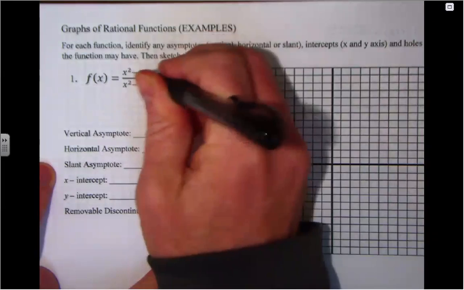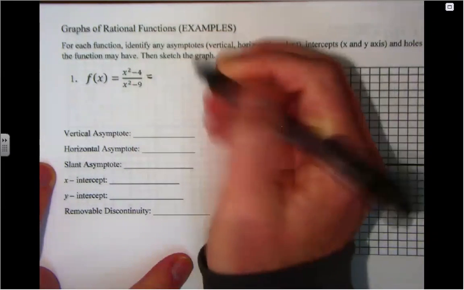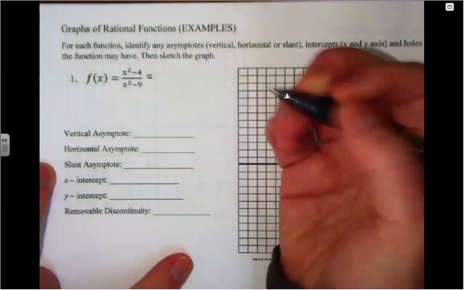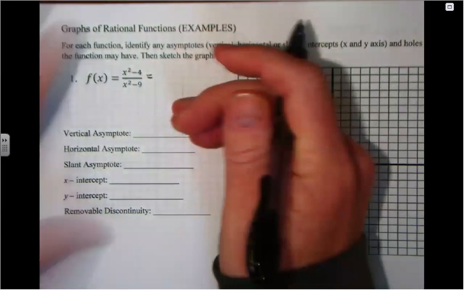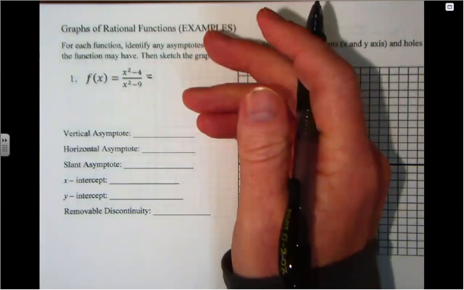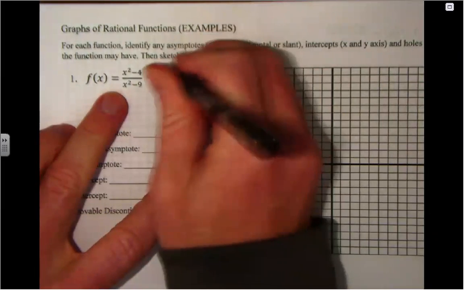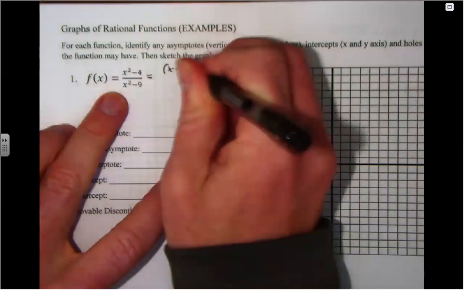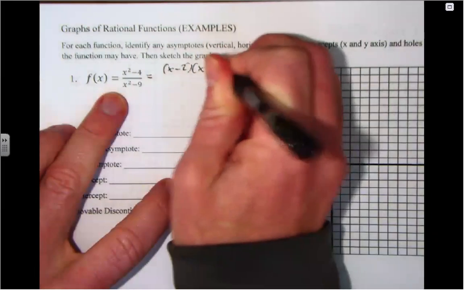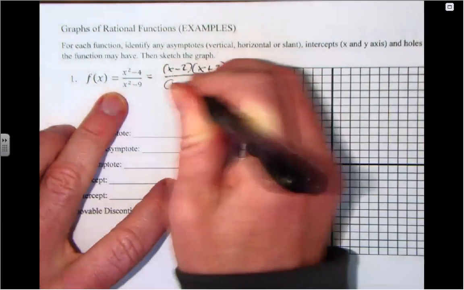Remember, if you see a quadratic, the best thing to do right off the bat is factor it. And by the way, in all of these, if you see a quadratic, it's going to be factorable. We're not going to give you one that's like a quadratic form or something like that. So make sure you know how to factor. So this is x minus 2 and x plus 2, and then this is x minus 3 and x plus 3.